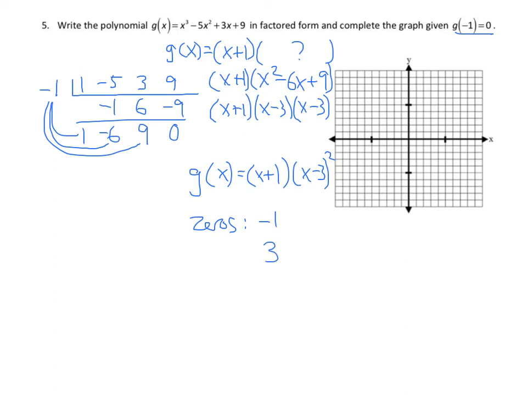And then since we're graphing this, we need to think about their multiplicity and whether they will cross or bounce. The 0, -1, its multiplicity is 1, so since that's odd, it's going to cross. And the 0 at 3, since its multiplicity is 2, which is even, it's going to bounce. And the thing I'm missing to be able to graph this, besides x-intercepts, I need to think of end behavior and I need the y-intercept.